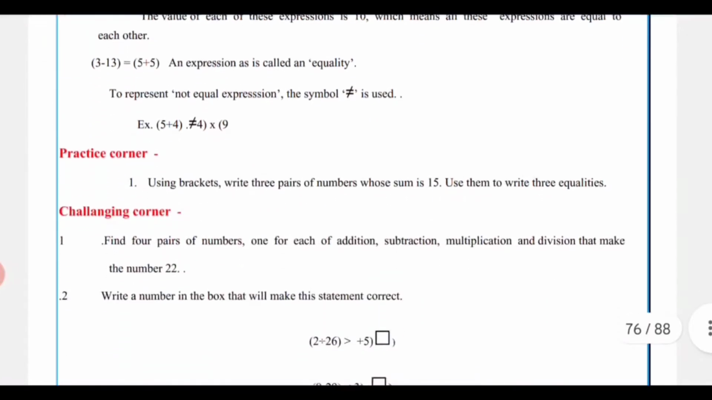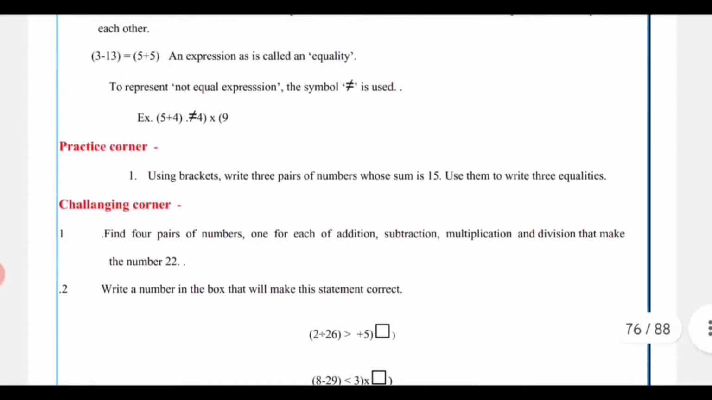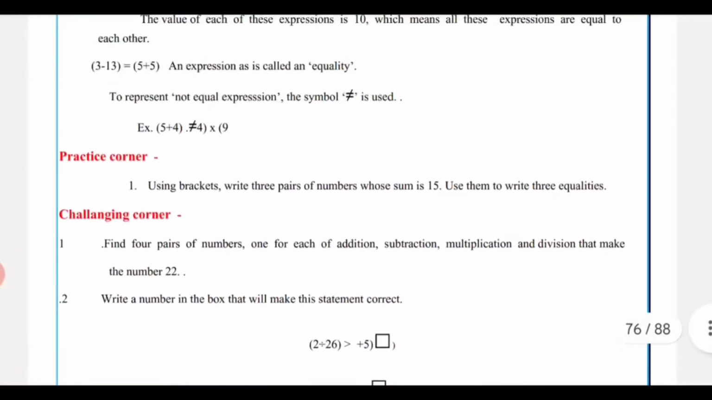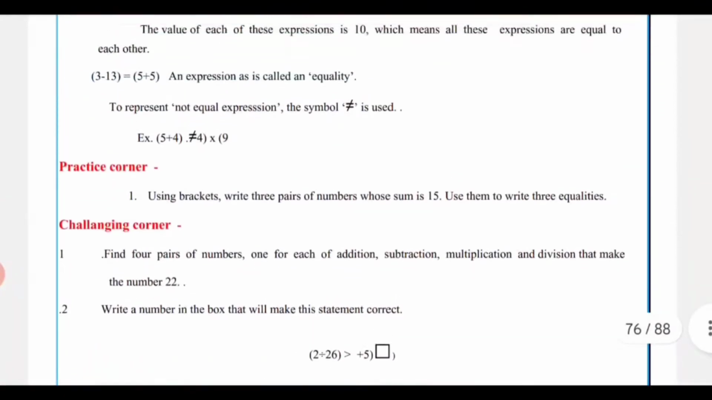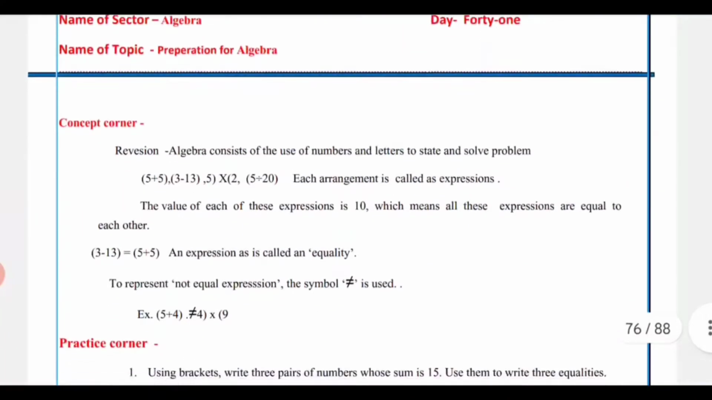What is there in the practice corner? Let us see. Using brackets, write 3 pairs of numbers whose sum is 15 and use them to write 3 equalities. And in challenging corner we are having 2 questions. So let us solve these questions in our notebook, the questions from practice corner and challenging corner from day 41.